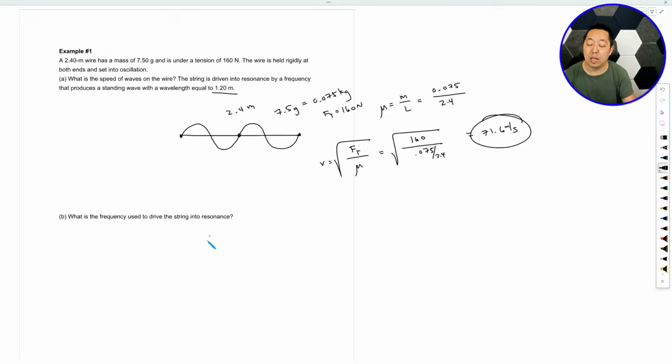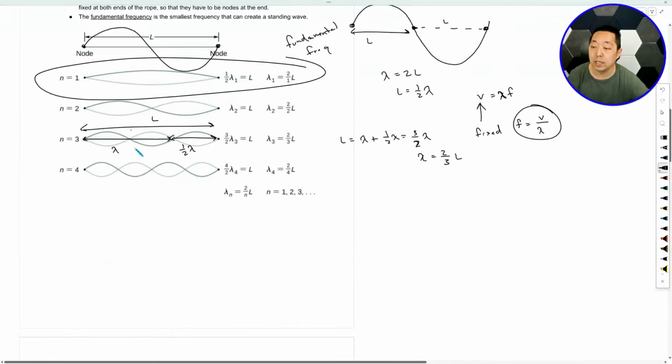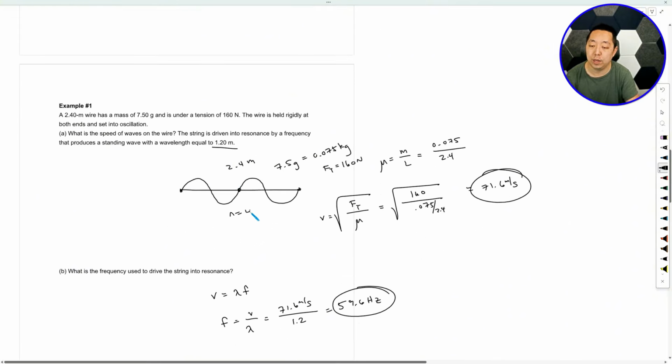Okay? And what do we use for our formulas? V is equal to lambda F. So F is equal to V divided by the wavelength, and we know the wavelength is 1.2 meters, and we know the speed. So divide that, divided by 1.2. The frequency is going to be about 59.6 hertz. Units of frequency is hertz, or 1 over seconds. And then this we call an n equals 4. So this is called a fourth harmonic, because it looks like this picture here. We're fitting in 2 waves into the length of the string. So this is for n equals 4, by the way.